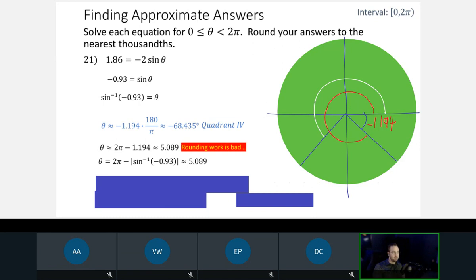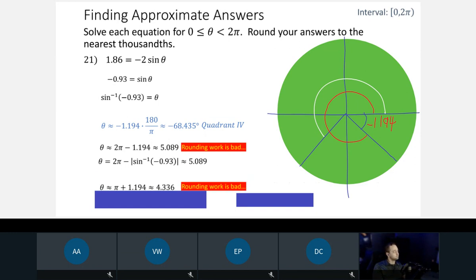Well, I'm going to give you a hint. A half a rotation is pi, and then that little sliver is going to be that 1.194. I gave the answer away. You add them together. The absolute value of that arc sine. So that angle is going to be pi, half a rotation, plus that little piece.